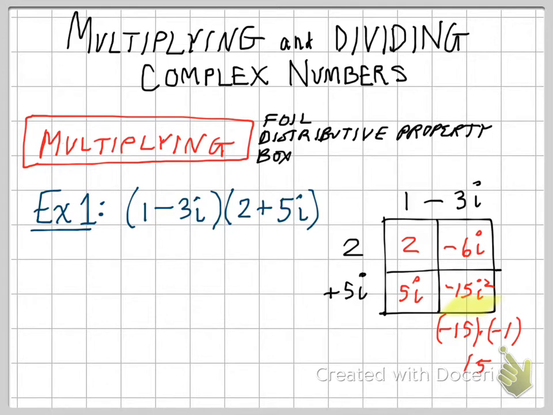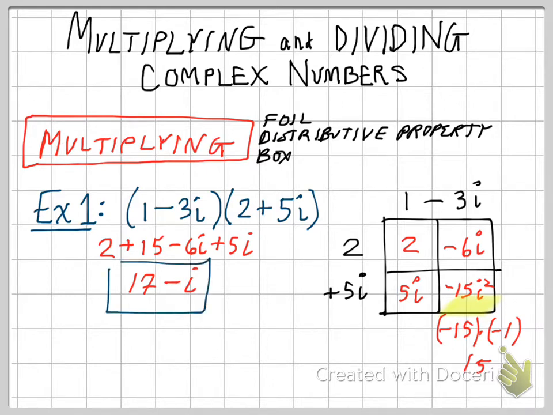So then when I go to combine my like terms, I'm going to have 2 plus 15, and then I'm also going to have the negative 6i plus 5i. And that's going to become 17 minus 1i, or I'm just going to write i. And that would be my final answer there, 17 minus i. So when you multiply two complex numbers, you get another complex number.